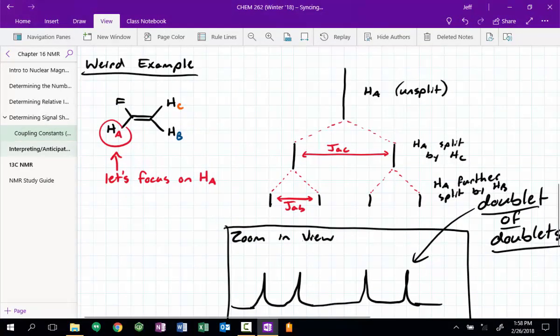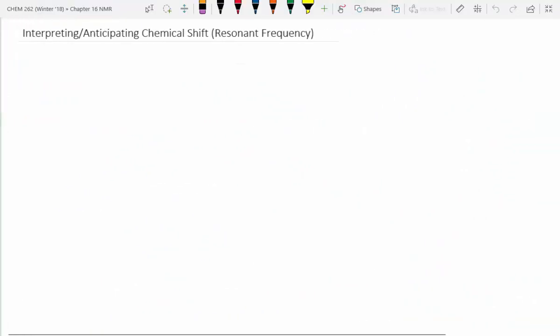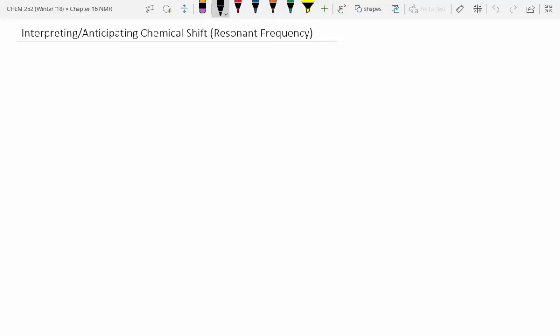All right, now we get to go into the easier stuff. Interpreting or anticipating chemical shift, that's referring to how far left or right peaks show up on the NMR spectrum. Like I said, I give you guys that cheat sheet this term, but I don't give it to you third term, so after you deal with this over and over again, you start to see a pattern. So let's dive into this chemical shift aspect, and there's actually a formula for it.